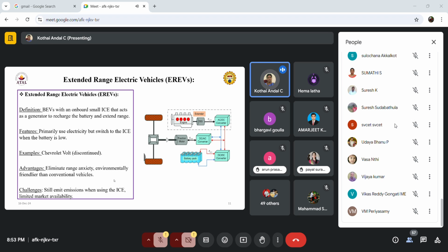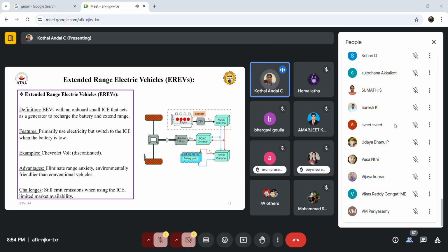Then one more thing we can say is the extension of the electric vehicle. We have seen the first type, the battery type, right? So this is the extension of the electric vehicle, where we have the IC engine for backup. Here we have the IC engine based backup. You see this block, where we have the IC engine as an extension.